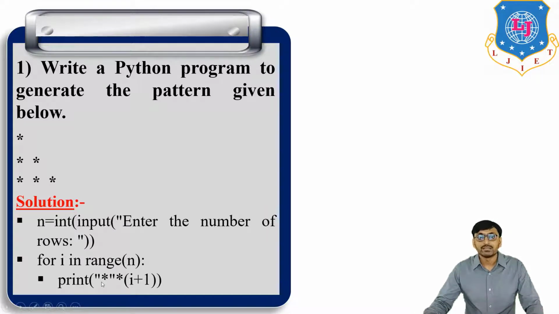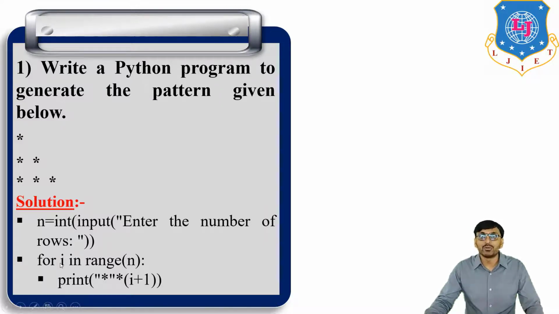Then print, star inside double quotes, then multiplication, then inside the bracket i plus 1. So for example, n is equal to 3. It means i is equal to 0, 1 and 2, not 3. Now the first value of i, that is 0, is transferred here. So 0 plus 1 is 1. So star into 1, so we get only 1 star.